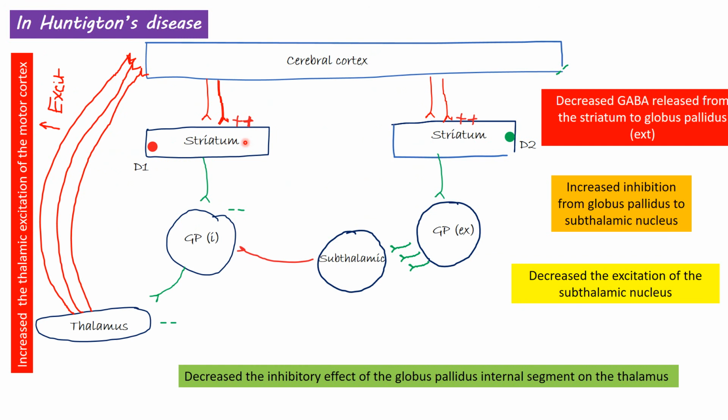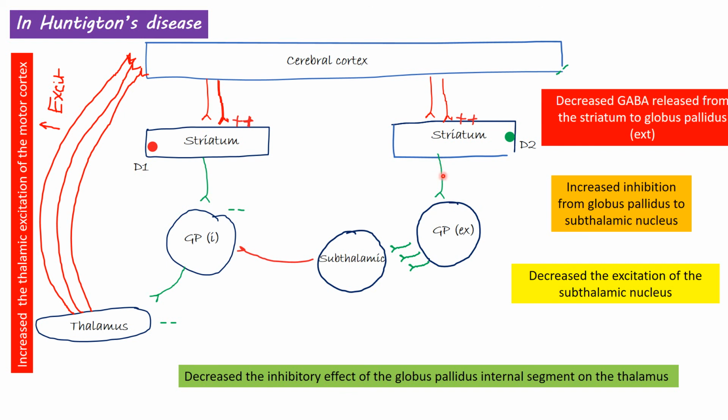And if we look at the direct pathway and indirect pathway in Huntington disease, there is an increase in the excitability of the motor cortex. This usually comes due to decreased inhibition coming from the globus pallidus on the thalamus. And this is usually caused by what? The decrease in the GABA released from the striatum to the globus pallidus.